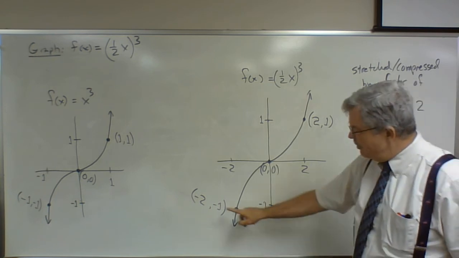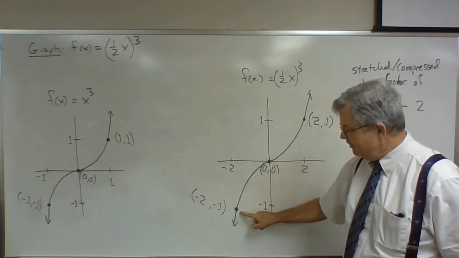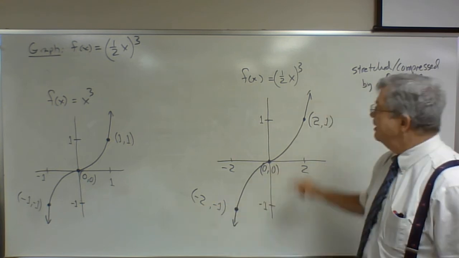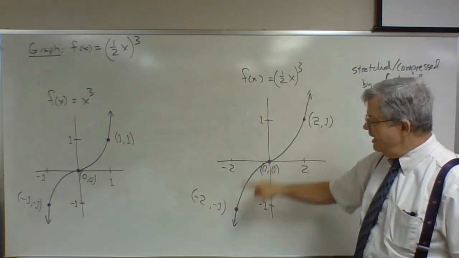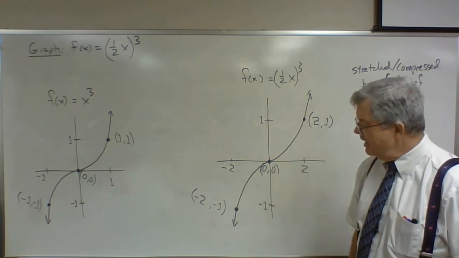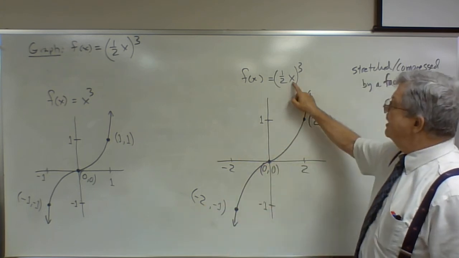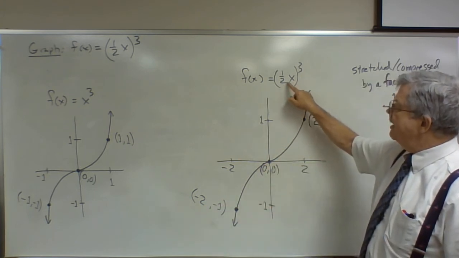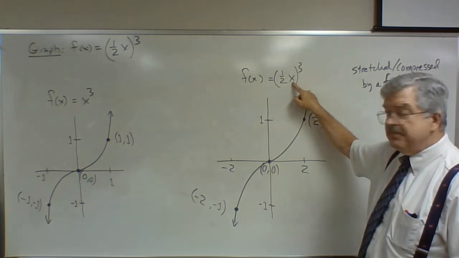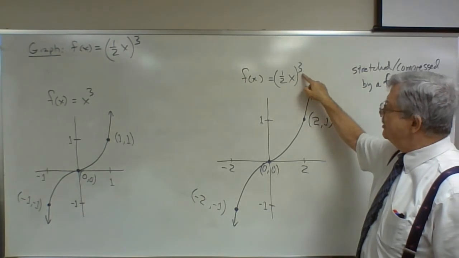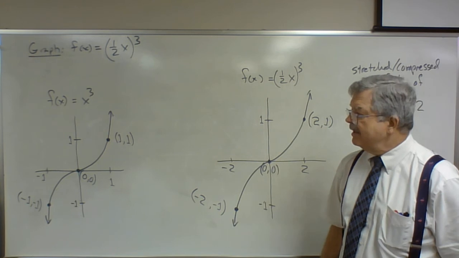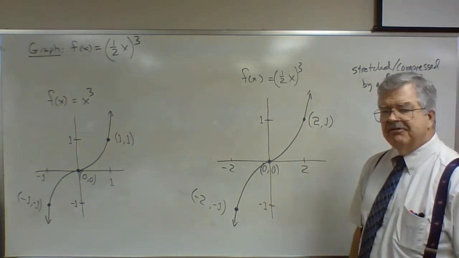Let's try it for this point just to make double sure. I should be able to take the x coordinate of this point, plug it in for x, and get the y coordinate of this point. Let's see if I do. I take -2, I plug it in for x, so I have 1/2 times -2 is -1. And then I take -1 and I cube it, and I still get -1. Oh my goodness, this works. Excellent.